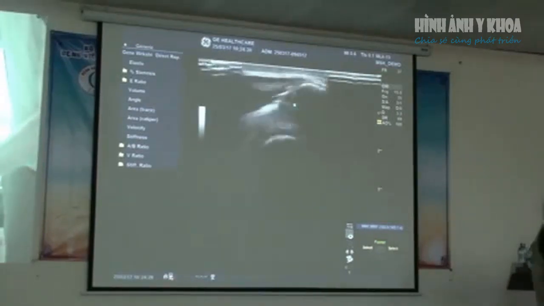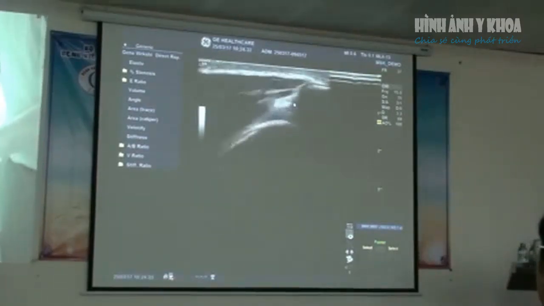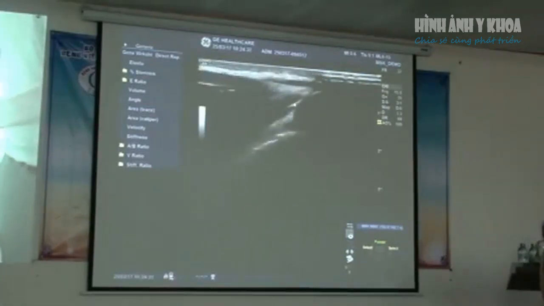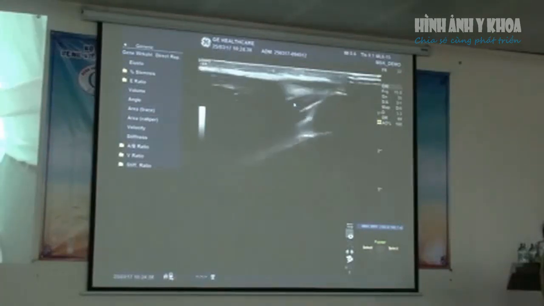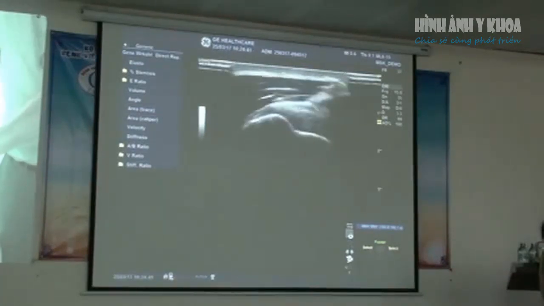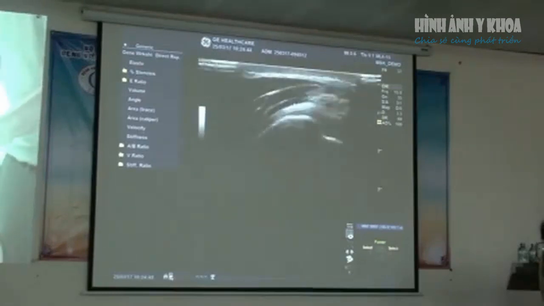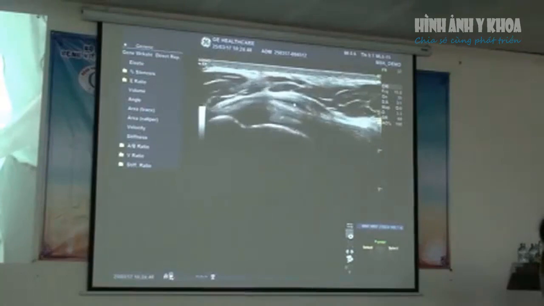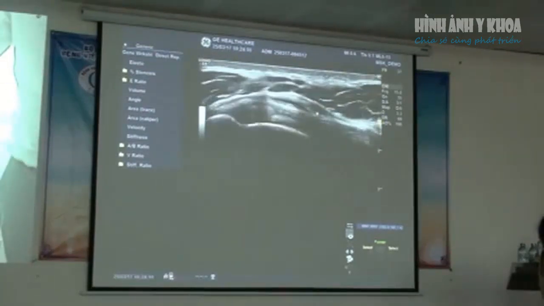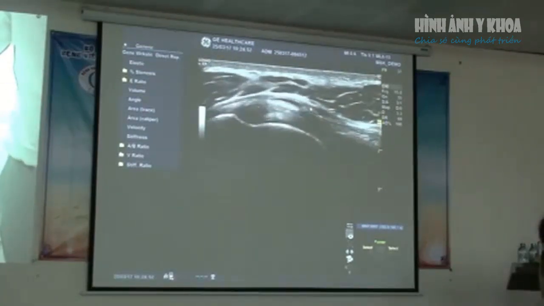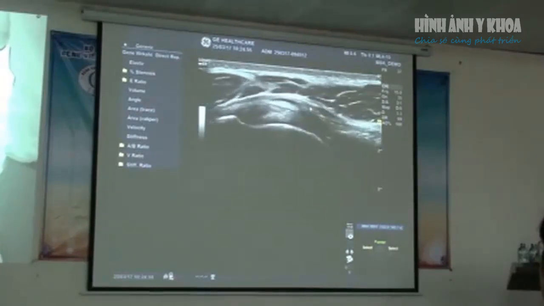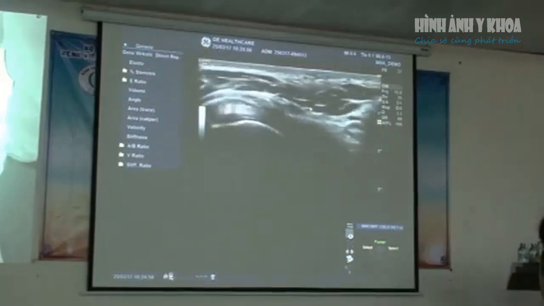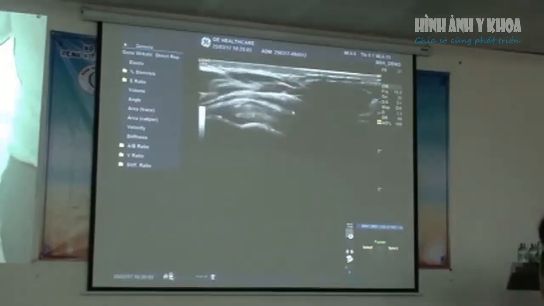With this patient again, if we have a look at the bursa at the level of the acromion, by asking the patient to raise and lower the arm, you can see that bursa is moving quite nicely there. But it's more when I come anteriorly. This thing here is actually the CA ligament in short axis.